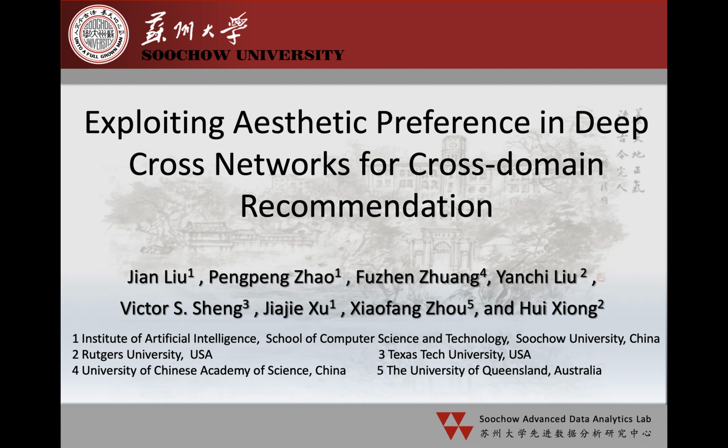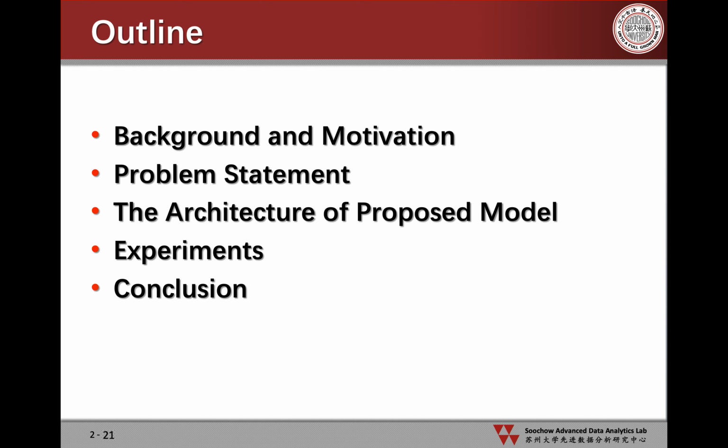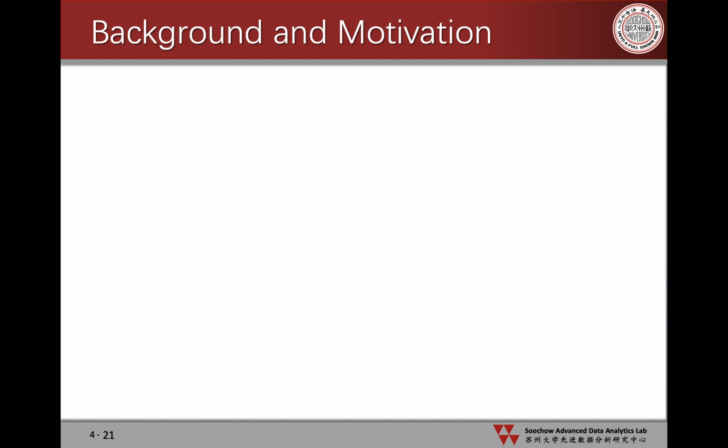Today, I will share our paper. The title is Exploiting a Sensitive Preference in Deep Cross Networks for Cross-Domain Recommendation. I have divided my presentation into 5 parts. Here is the outline. I'm going to start with the background and the motivation of our work first. Okay, let's get started.